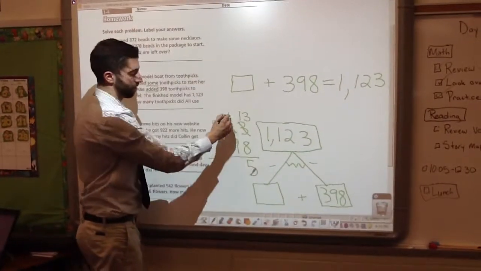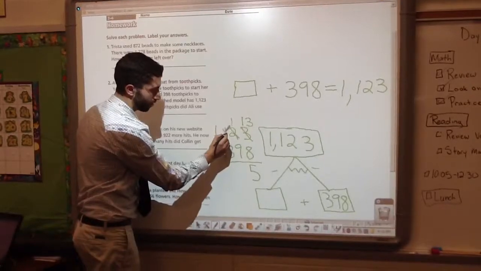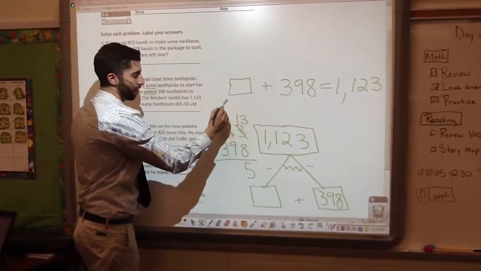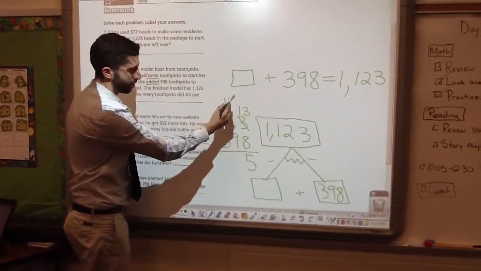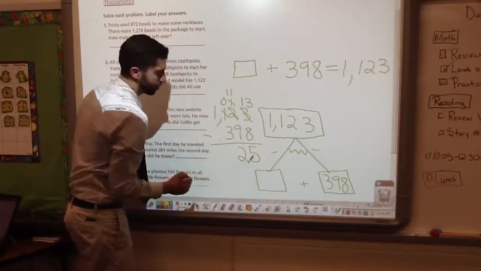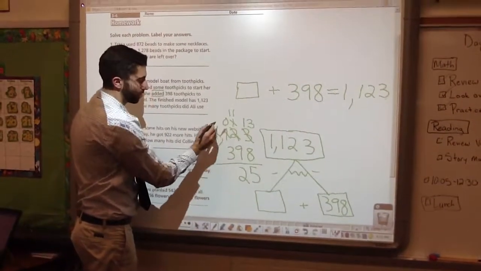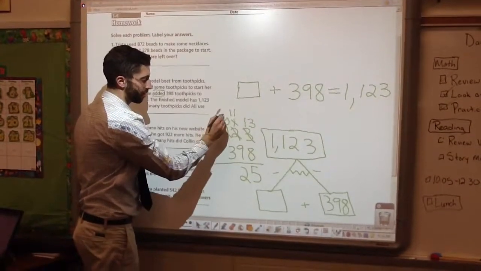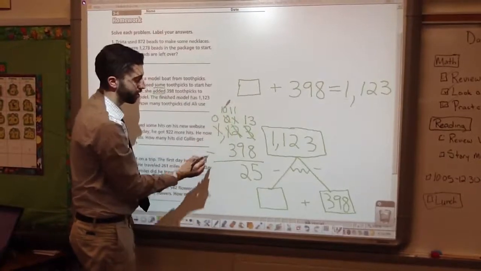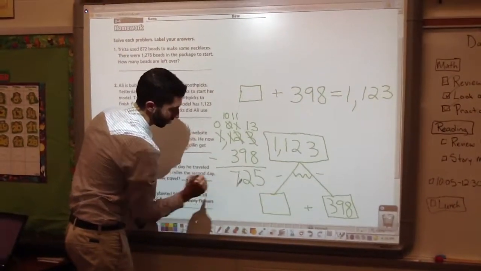is 5. 1 minus 9, I'm unable to do that, so I have to borrow from my hundreds. Becomes 0 hundreds, and now I have 11 tens. 11 tens minus 9 tens equals 2 tens. 0 minus 3, I'm unable to do that. I have to borrow from my thousands. I'll have 0 thousands left, and I'm moving over 10. So this will become 10 hundreds. 10 hundreds minus 3 hundreds equals 7 hundreds.